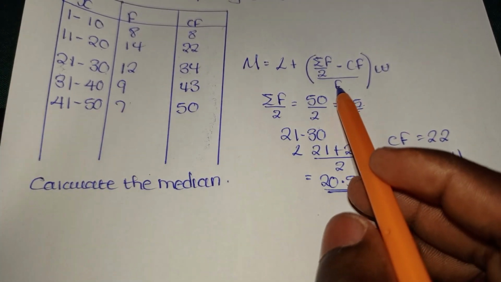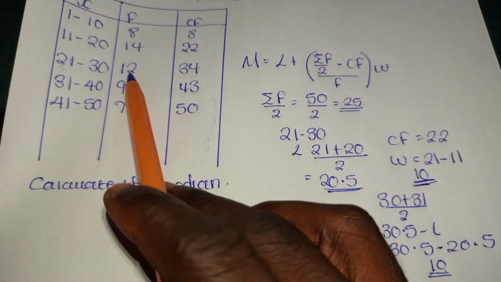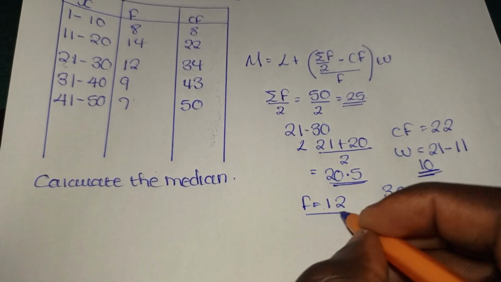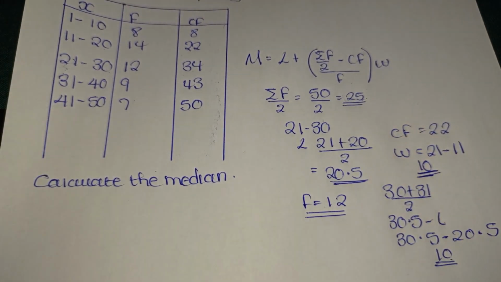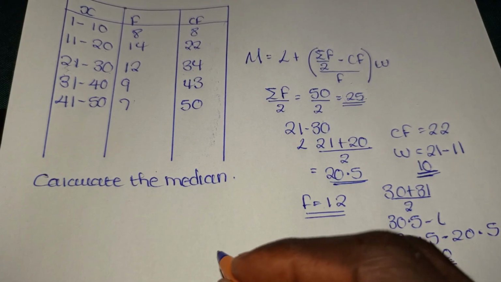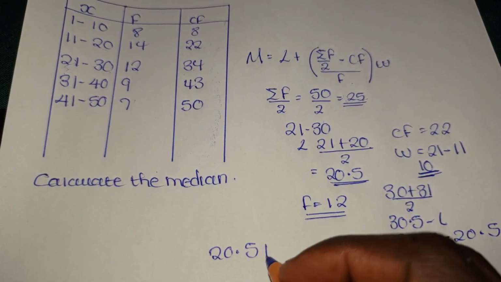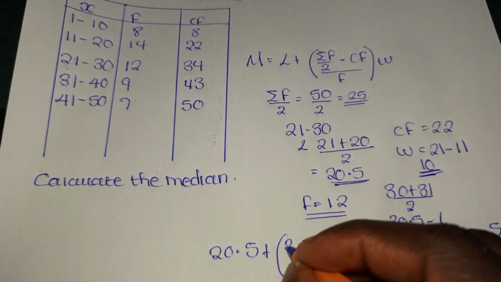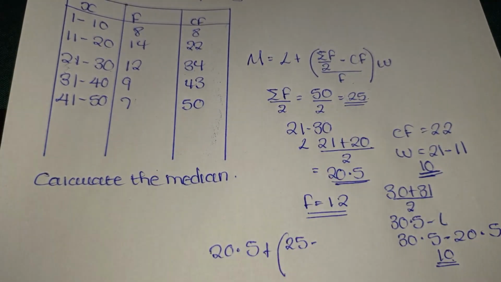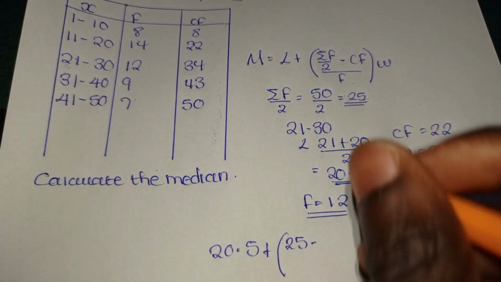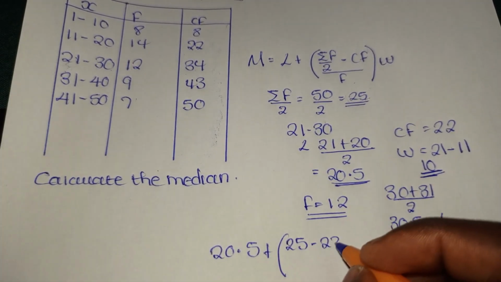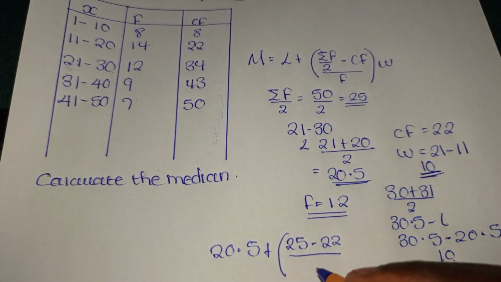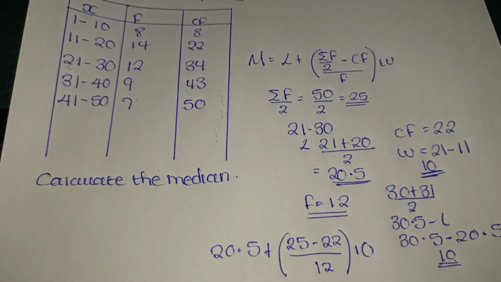Then remember, this is the original frequency of the median class, which in this case is 12. Now that you have all the information, you can plug into the formula. The lower boundary is 20.5 plus, open bracket, the summation of the frequency class divided by 2, which we got to be 25, minus the cumulative frequency before the median class, which is 22, divided by the frequency of the median class, which is 12, multiplied by the width, which is 10.